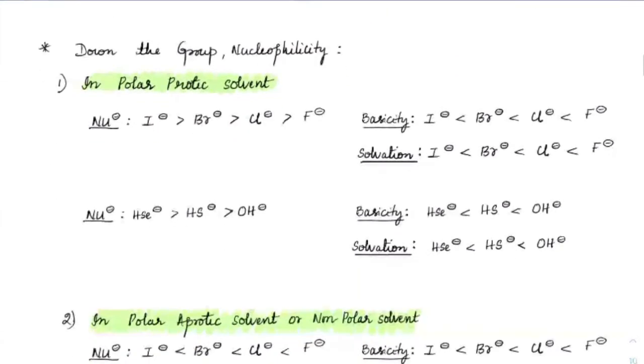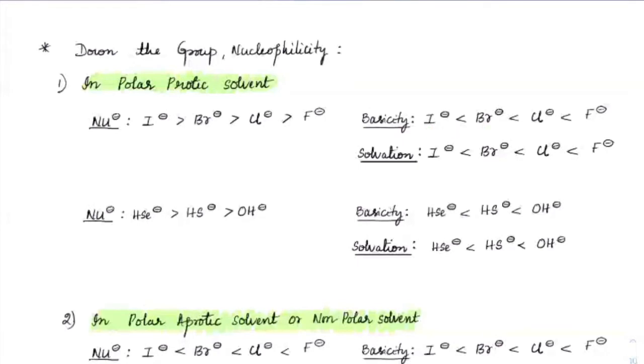Next, down the group, we have two issues here. One, how does that behave in polar protic solvent? Two, how does it behave in aprotic solvent or non-polar solvent? In polar protic solvent, the nucleophilicity order would increase down the group. So you can see I minus is more than Br minus and so on. And similarly, this was from group 17. This is from group 16: HSe minus, HS minus, OH minus. This is how the nucleophilicity order would be in polar protic solvents.